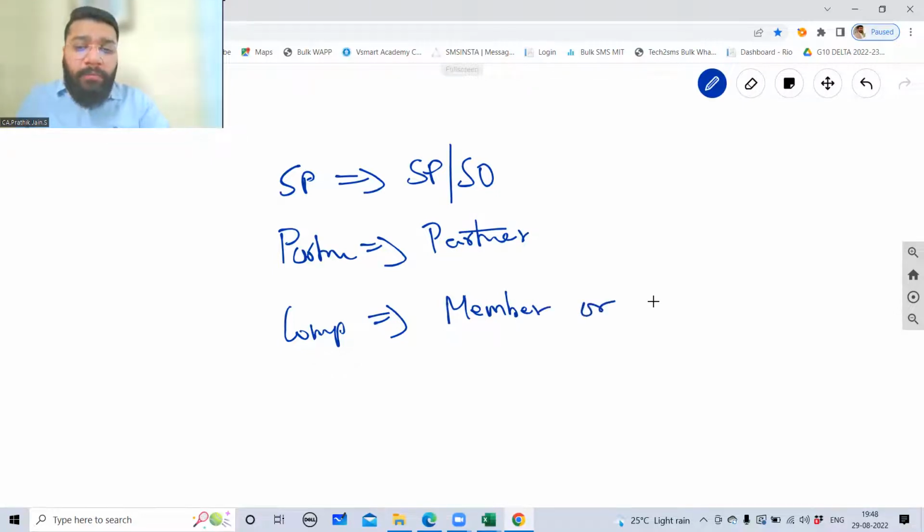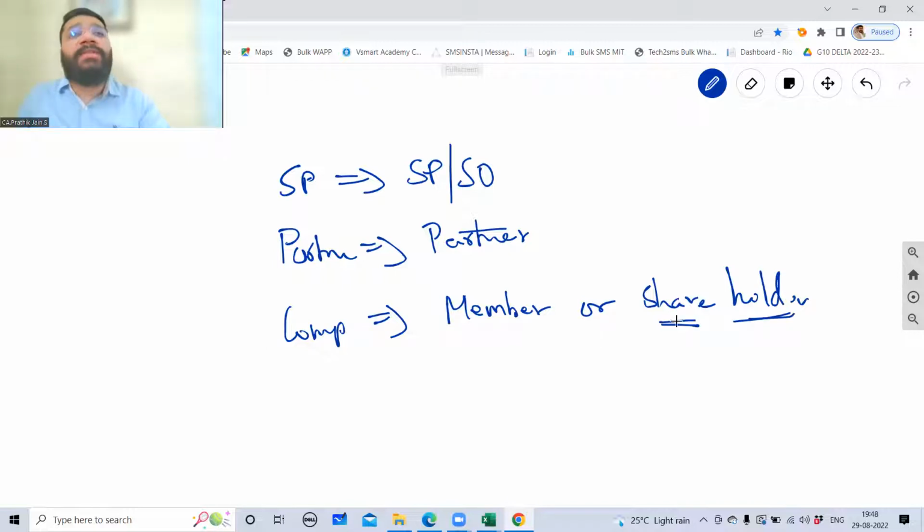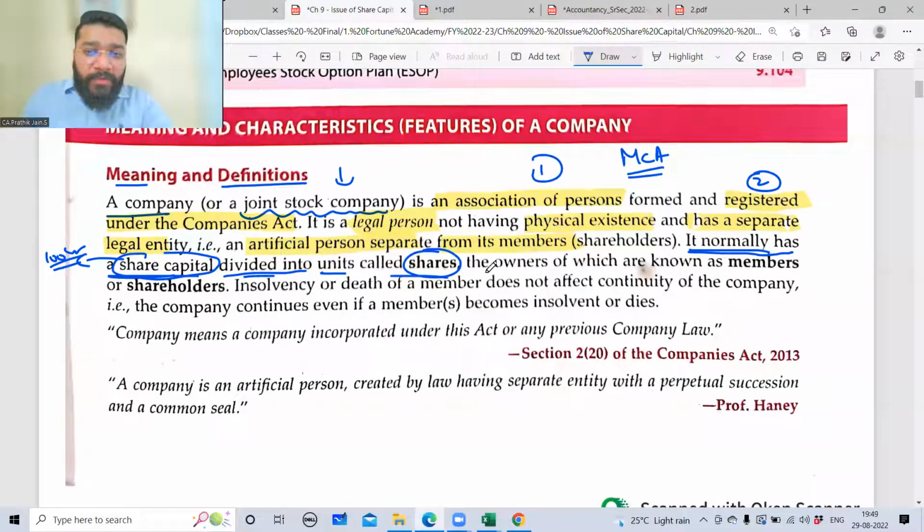Member or shareholder. Shareholder, as the name goes, the person who's holding the share is called a shareholder. I told you we Indians are obsessed with multiple names. We can't have one name, we want more than one name. So another name for shareholder is a member. So the owners of a company are known as members or shareholders.